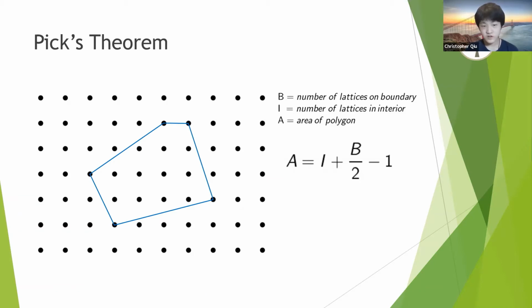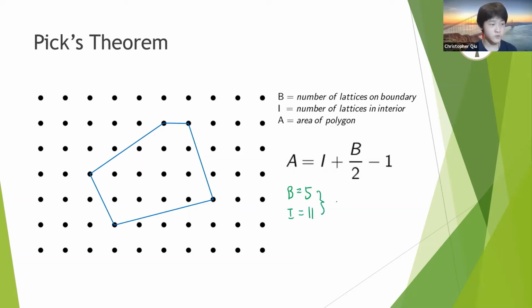So first, we can notice that this lattice polygon has 5 lattice points on its boundary, which in this case are just its vertices. So we can write down B is equal to 5. And we can also find the number of lattice points in the interior of this polygon. We can count that there are 11 here: 1, 2, 3, 4, 5, 6, 7, 8, 9, 10, 11. So we have I is equal to 11.